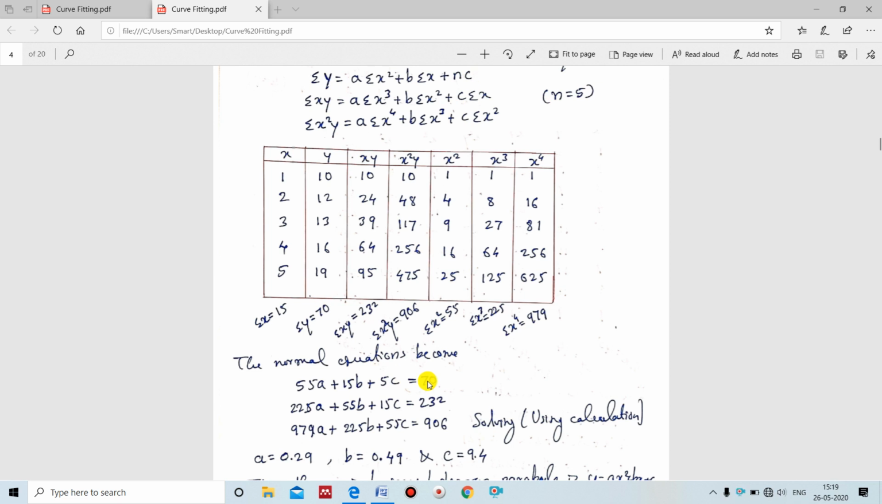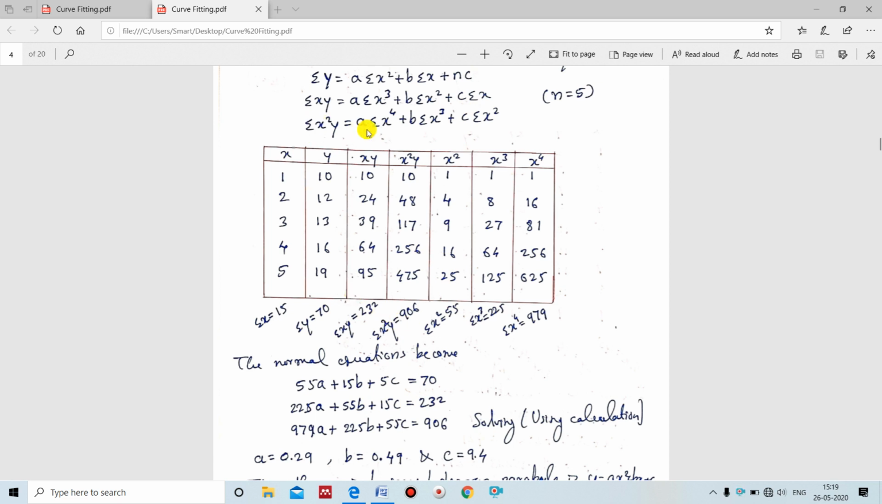So this is the first normal equation. Then the second is a into summation of x cube, 225 into a, plus b into summation of x square, that is 55 into b, plus c into summation of x, 15 into c, equal to 232, that is summation of xy is 232.